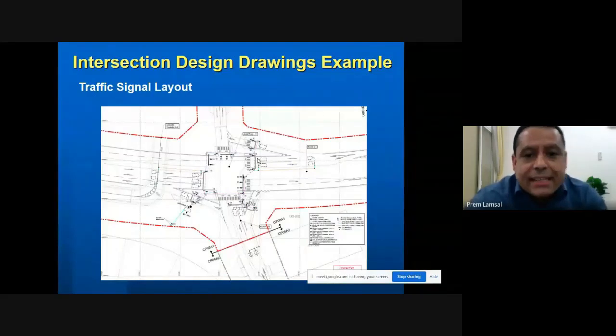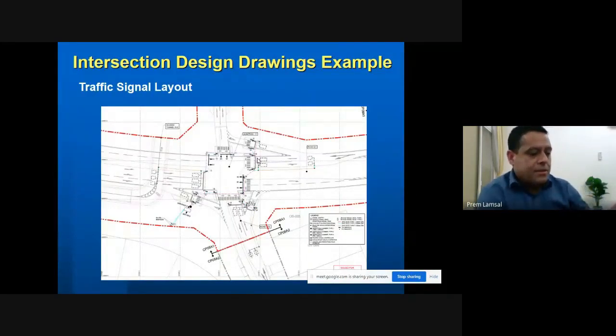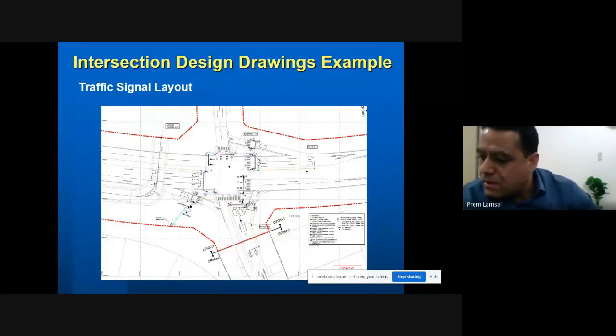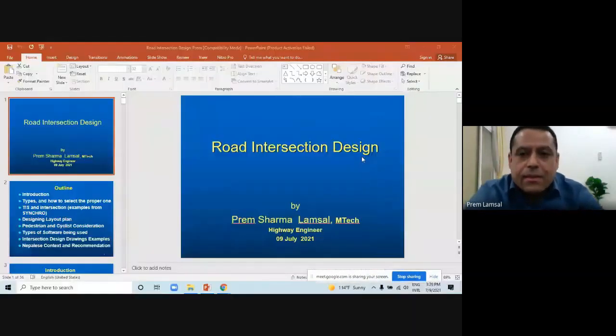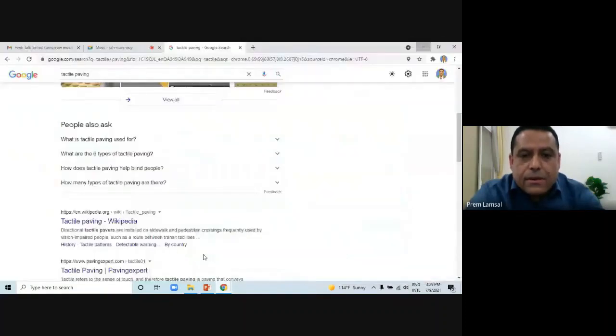This is the traffic signal layout for the same signal. Let's quickly check the timing. Oh, we can go for 10 more minutes. So, record my screen. I just want to interact here.